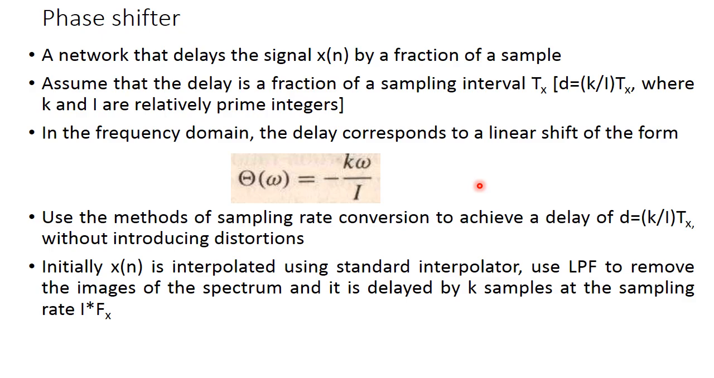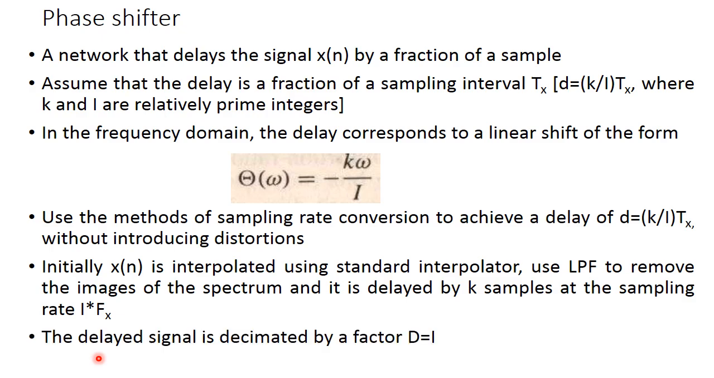Here interpolation is involved. So use the standard interpolator, and then we need to use a low pass filter to remove the images in the spectrum. It is further delayed by K samples at the sampling rate, so that the sampling rate becomes I into Fx. Then the delayed signal is decimated by D equal to I, so that whatever we interpolated earlier, we are cancelling out.